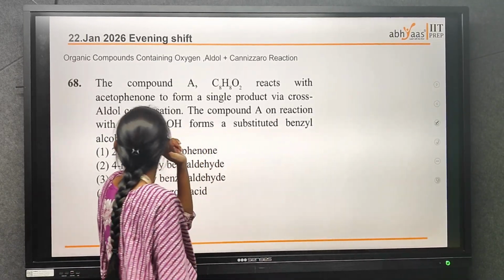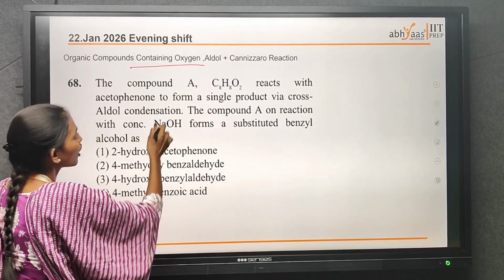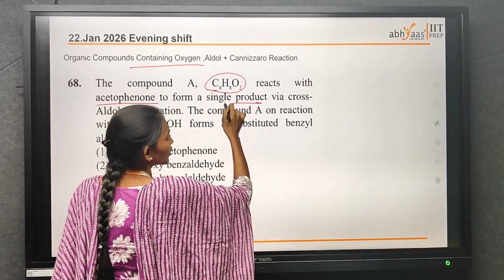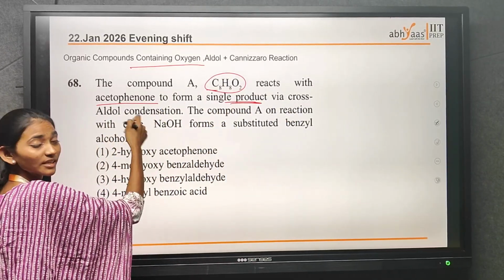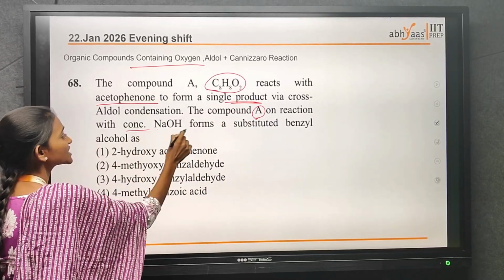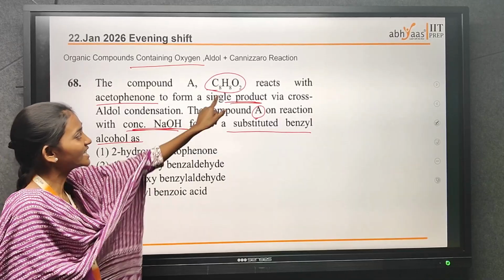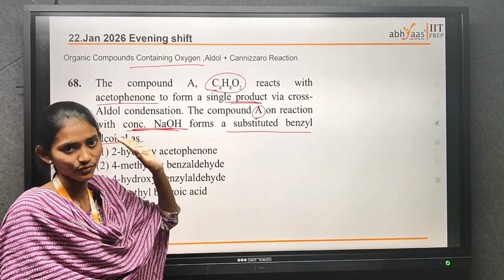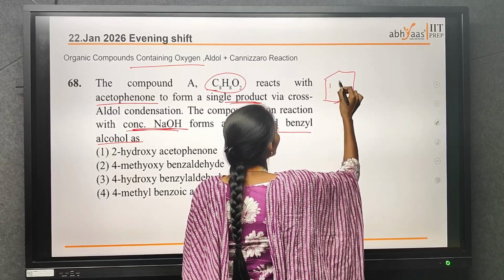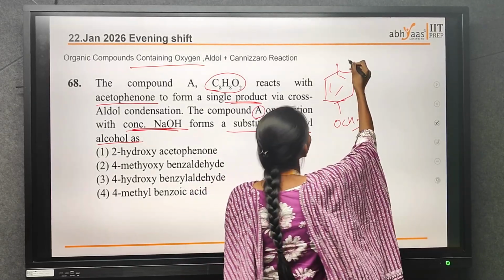Moving on to the next question. This question is from the alcohol, phenol chapter. They are telling that this compound reacts with acetophenone to form a single product in a cross-aldol condition, and that compound A upon reaction with concentrated NaOH forms a substituted benzyl alcohol. They are telling C8H8O2. We know only that, right? So I am writing which is this molecule.